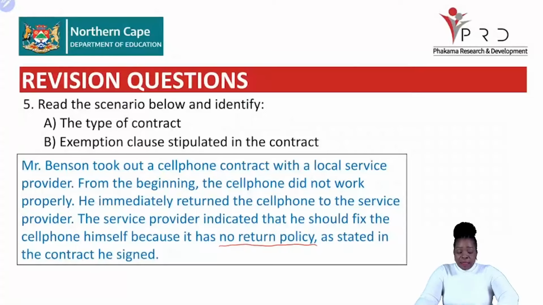as it is stated in the contract that Mr. Benson signed. Then we want to answer A and B. Let's go to our answers for A and B. I'll give you just 1 minute. These ones are shorter. The type of contract and the exemption clause stipulated in the contract.